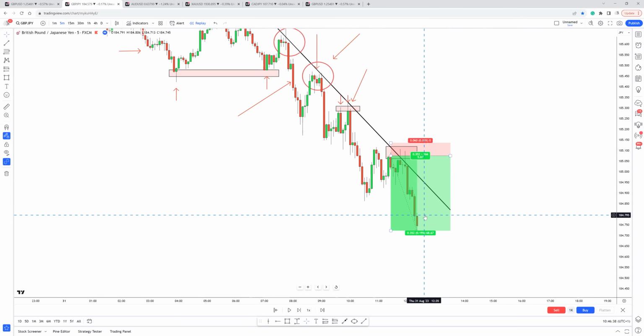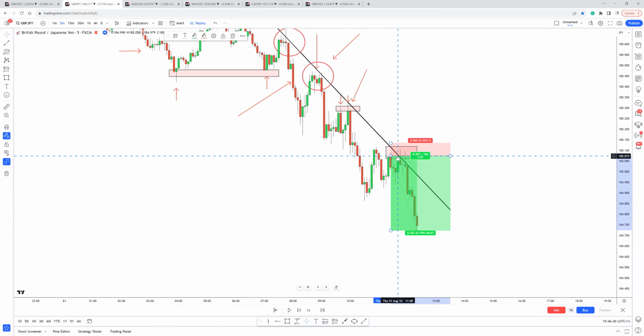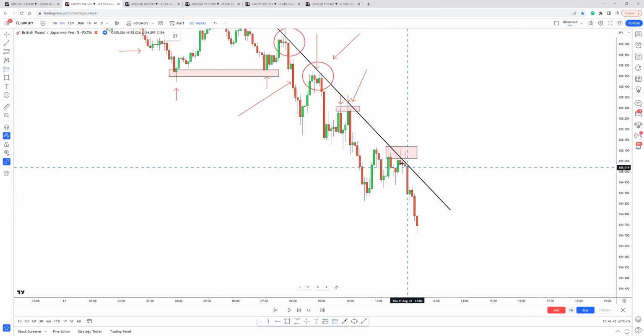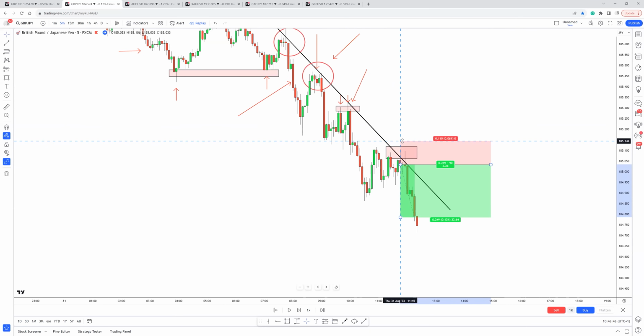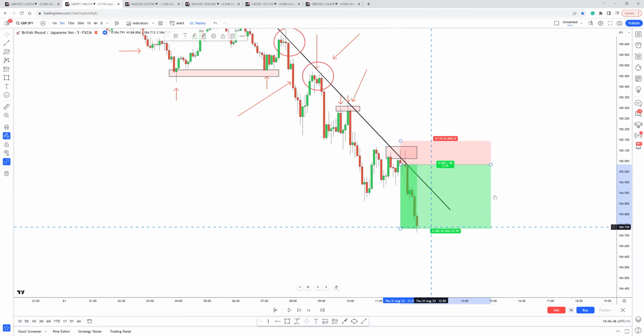You may say, well, I'm never taking the trade unless price comes back and touches this area. Okay, well, we have a touch here. We have price showing signs of it failing to break. And then you have another trade here.